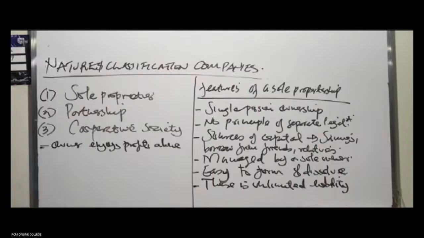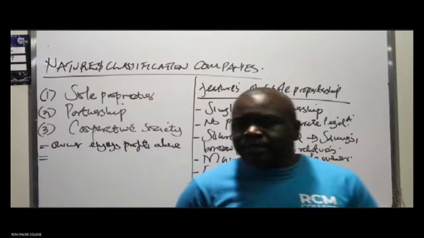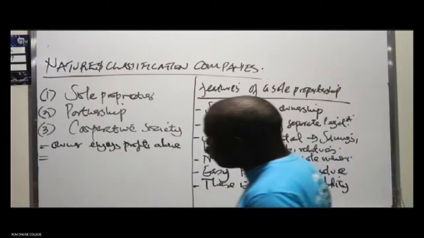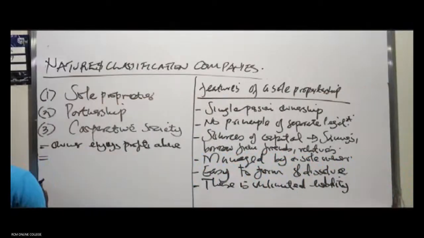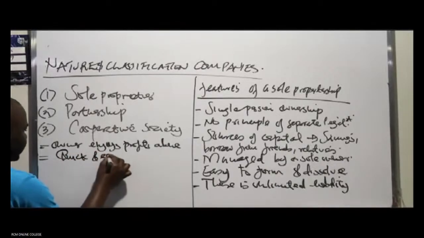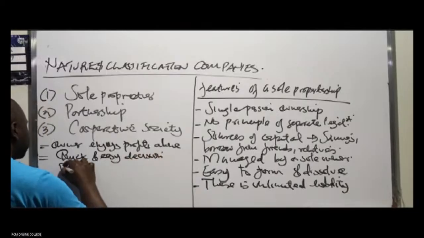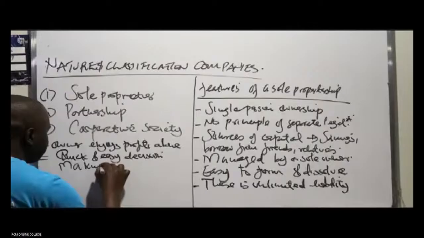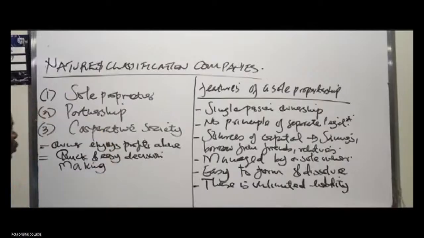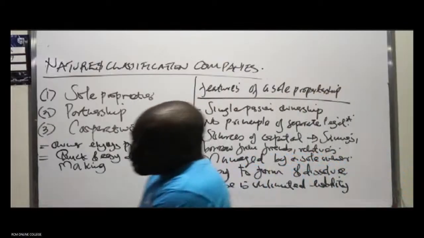Calvin says, quick decision making. Very brilliant. So it is easy to make decisions. You just consult yourself. You don't have to consult anyone. You are the sole owner. You are your own boss. So it is very easy to make a decision. Quick and easy decision making, without having to do a lot of consultations.